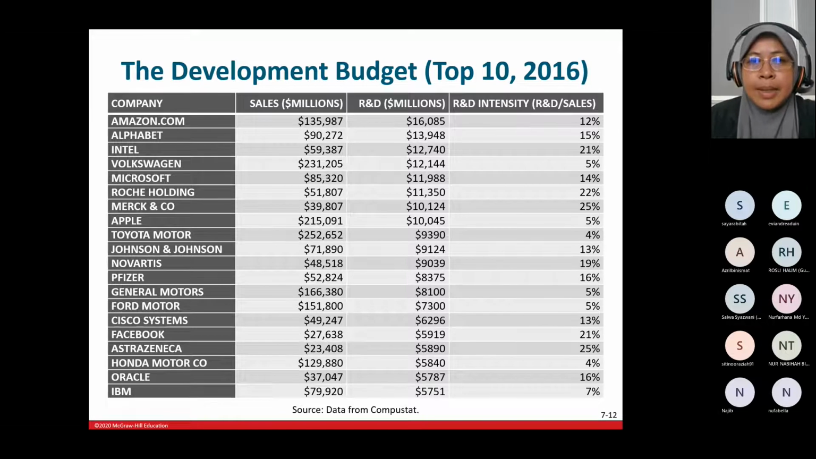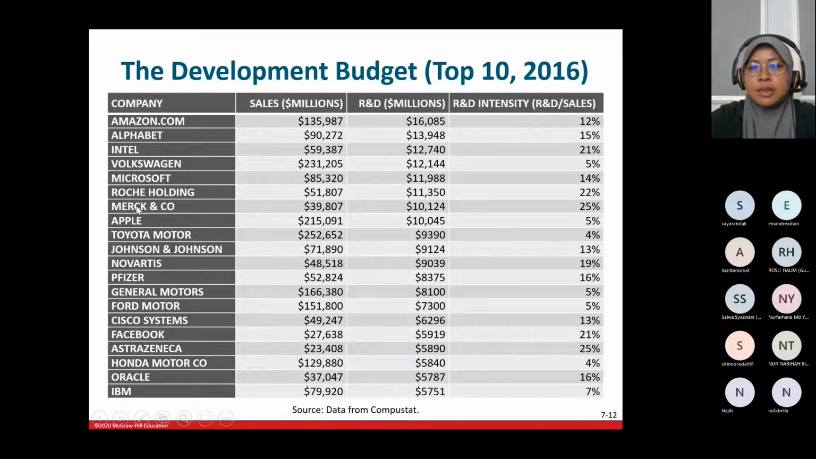This is the development budget top 10 of 2016. The highest is Amazon.com, being the leader in the online industry, e-commerce. Okay, and this is also Intel, in technology, and because this is the R&D intensity, we see AstraZeneca, drugs. And then we also have Facebook at 21%. These are among the top.